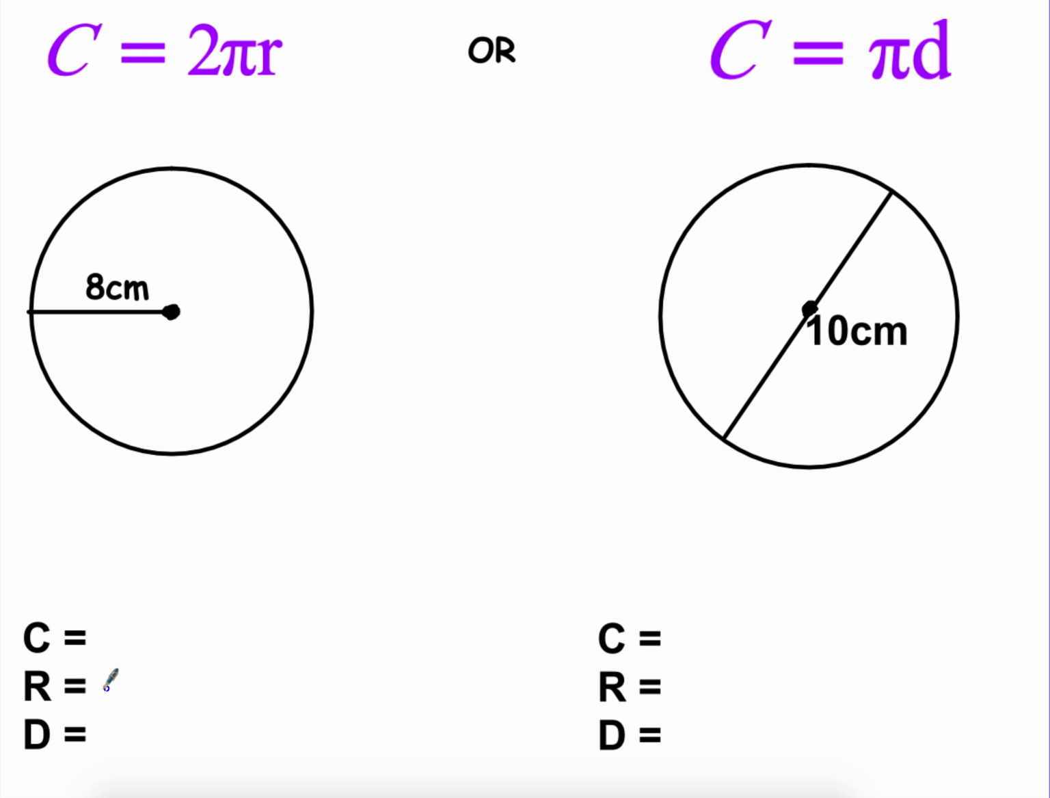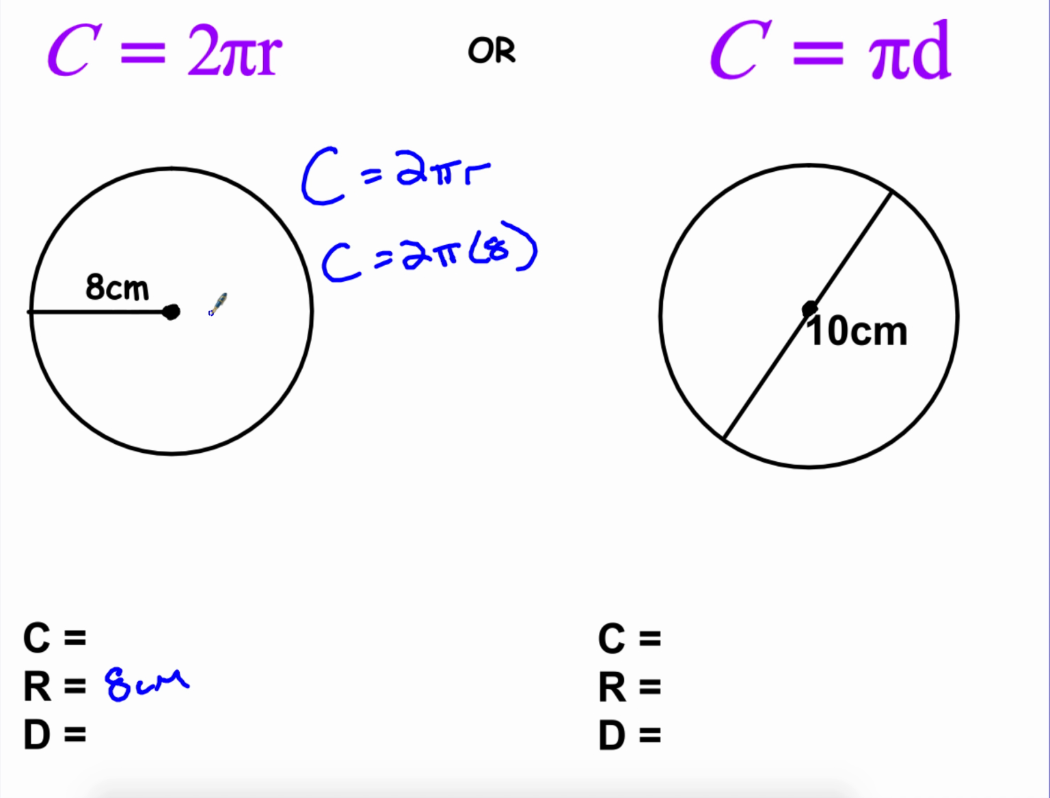Okay? So for the radius here, I know it's 8 centimeters. Because I'm given my radius, I can plug it into this formula, or I could right away just say, hey, I know my diameter is 16 because I take my radius and multiply it by 2. But let's practice using this formula. So I know it's 2 pi r, right? That means my circumference is 2 times pi times 8.